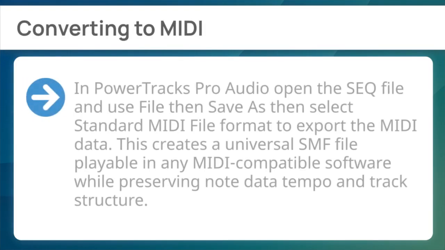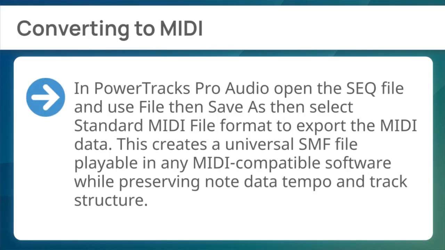Next, converting to MIDI. In PowerTracks Pro Audio, open the SEQ file and use File, then Save, then select Standard MIDI file format to export the MIDI data. This creates a universal SMF file playable in any MIDI-compatible software, while preserving note data, tempo, and track structure.